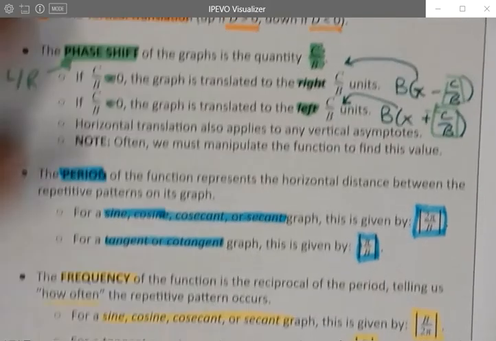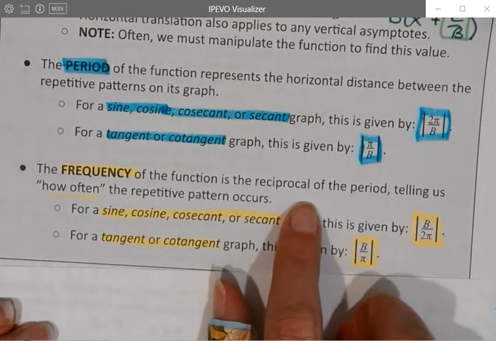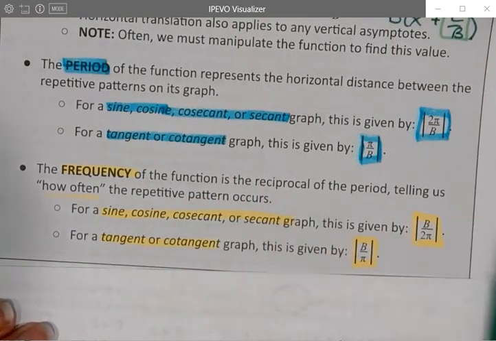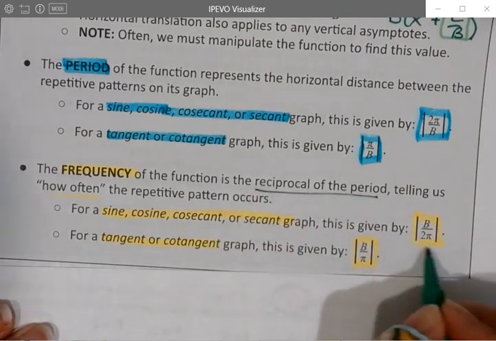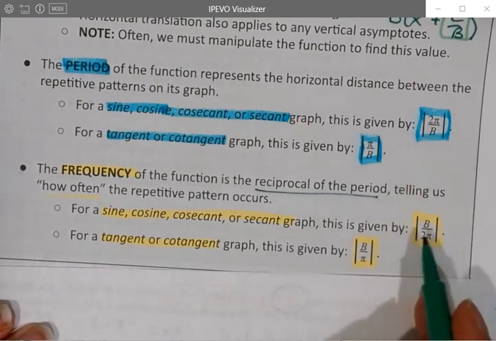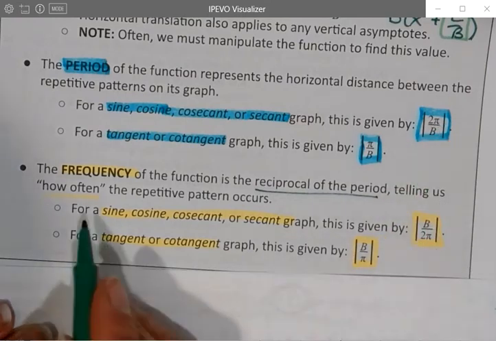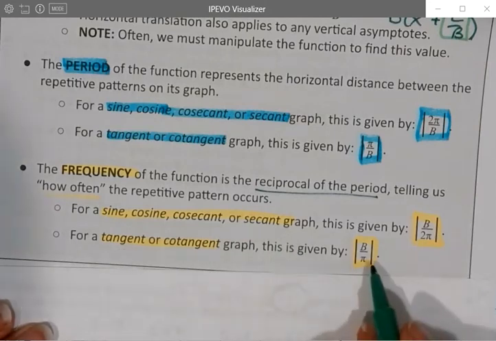And finally, the frequency. So the frequency of a function is the reciprocal of its period. So if I know the period, we're just going to flip it. So instead of pi divided by b or 2 pi divided by b, it's b divided by 2 pi for sine, cosine, cosecant, and secant, and for tangent and cotangent, it's b divided by pi.